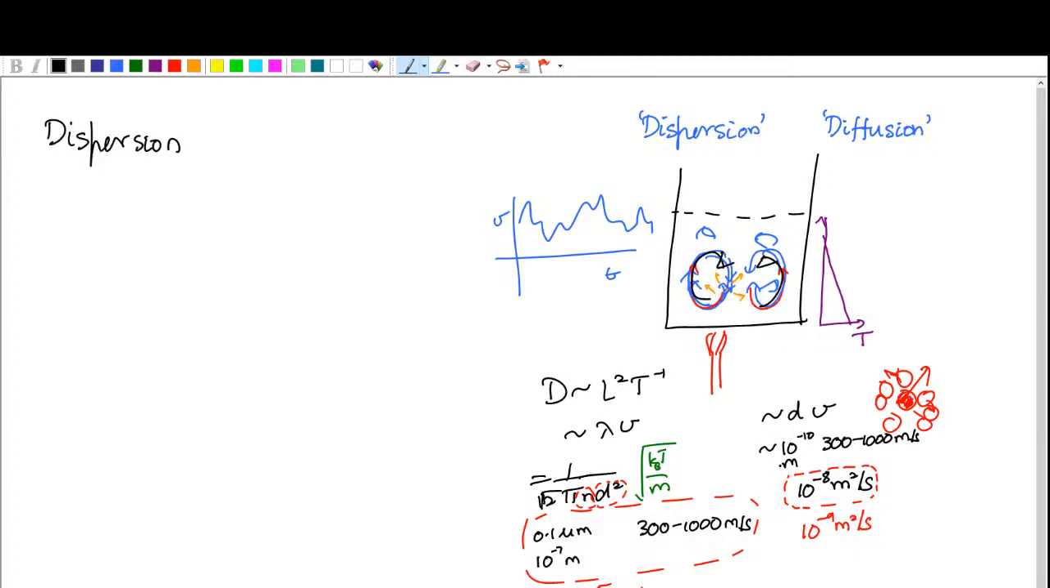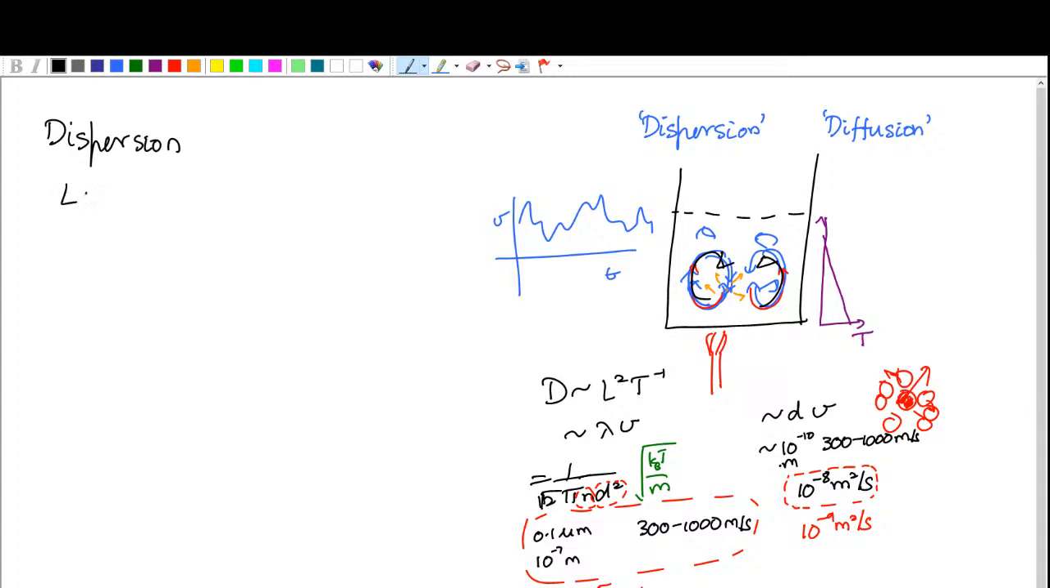The dispersion coefficient, for example, in a cyclone will be much larger than the dispersion coefficient in this room where I switch the fan on. Whereas the diffusion coefficient in both cases will be the same, right? Because it depends only on the molecular properties, not on the flow properties. So the dispersion depends upon the flow properties.